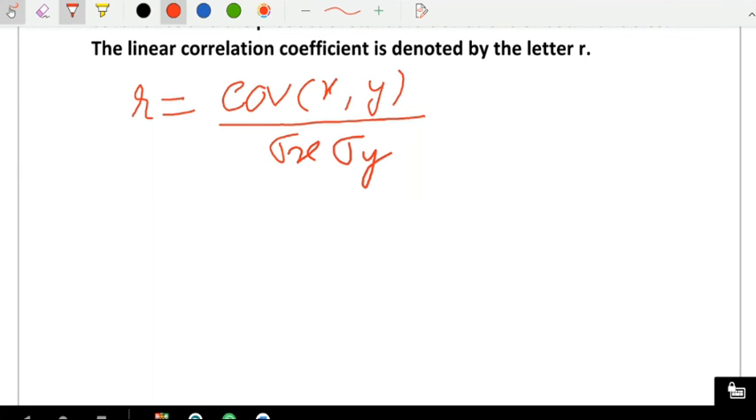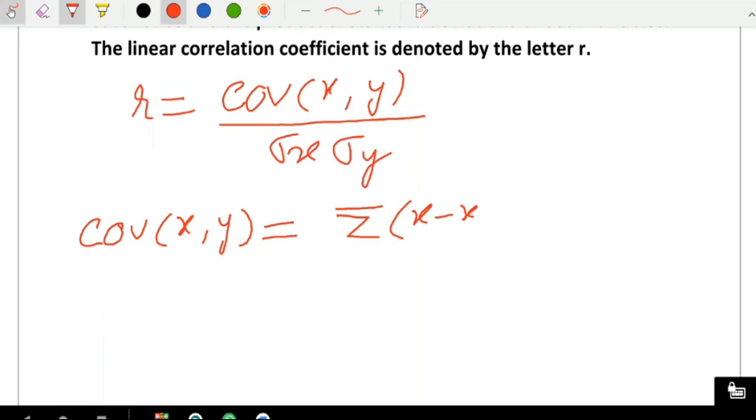It seems very difficult now to understand what covariance is. So I'll start here with what covariance is, otherwise you will not understand this. So covariance xy equal to, I write the formula here, sigma x minus x bar, y minus y bar, and divide by capital N, size of population.